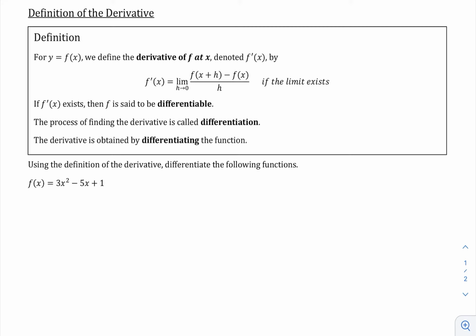If the derivative exists, then f is said to be differentiable. The process of finding the derivative is called differentiation, and the derivative is obtained by differentiating the function. Sometimes the instructions, as you can see right below, say differentiate the following functions. You can also be asked find the derivative or find f prime of x or so on.